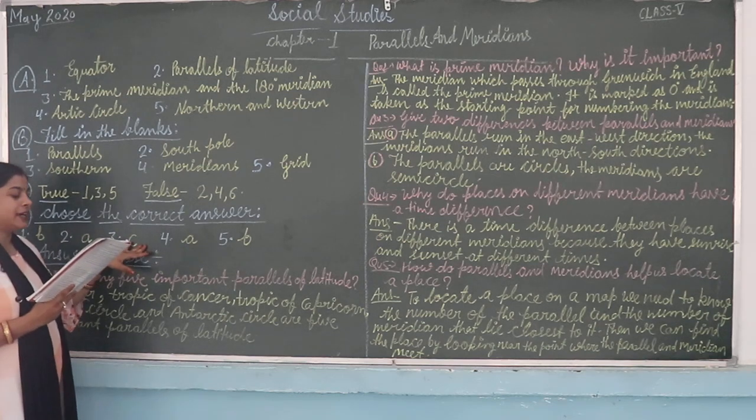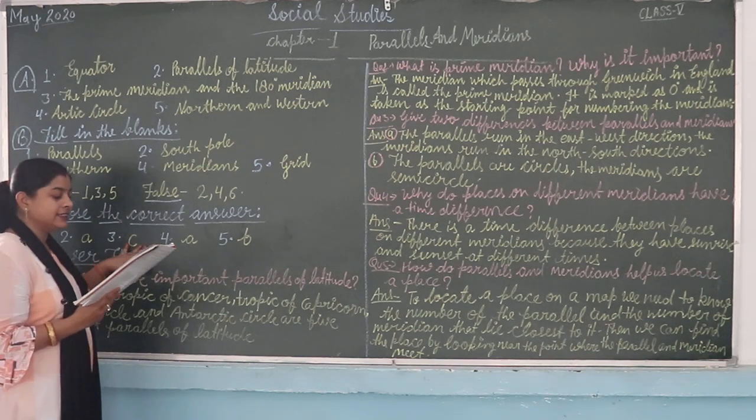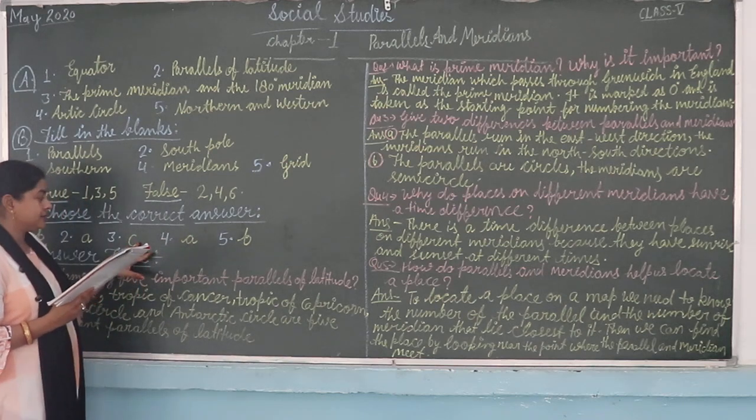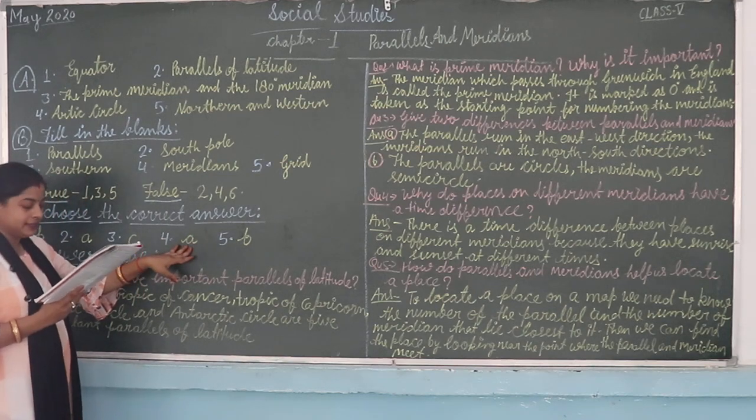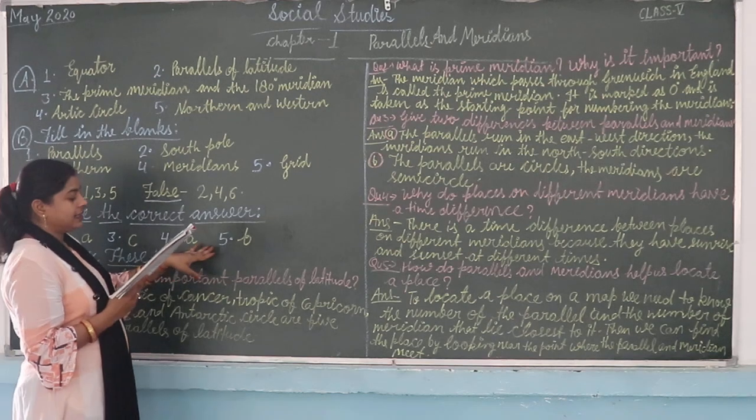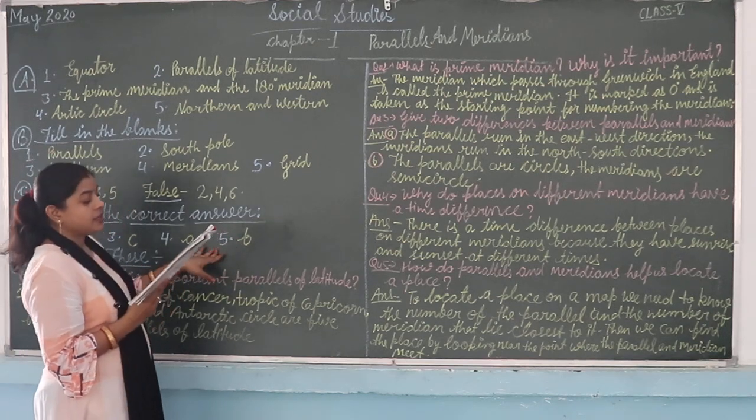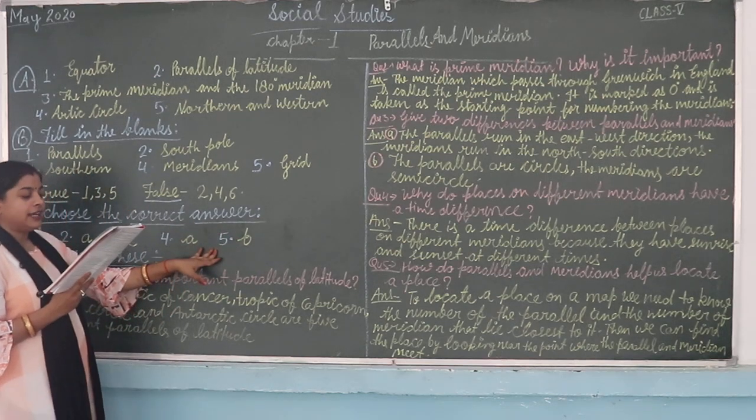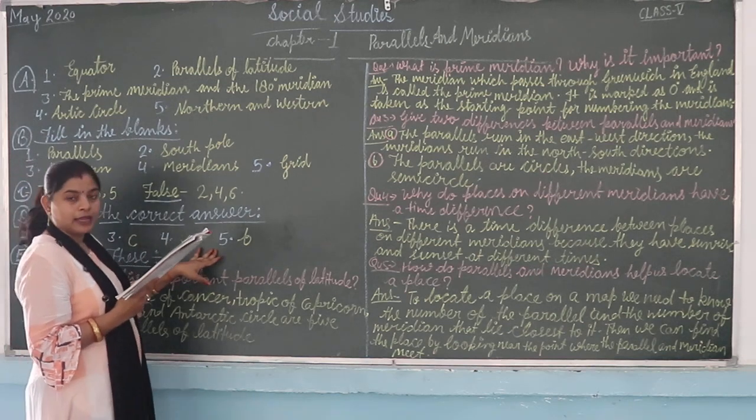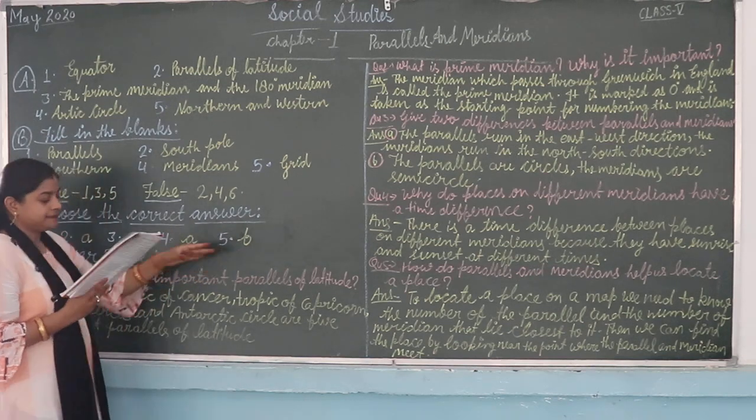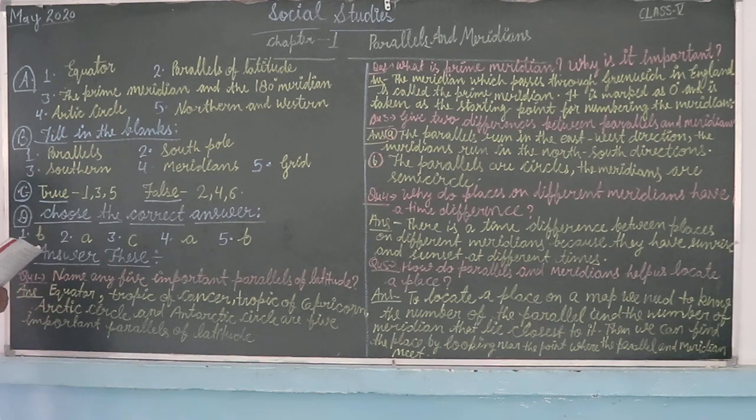Next, the line passing through Greenwich in England is the prime meridian. Answer will be prime meridian. Next and last, you can see lines of latitude and longitude on a map or a globe. Now answer the questions.